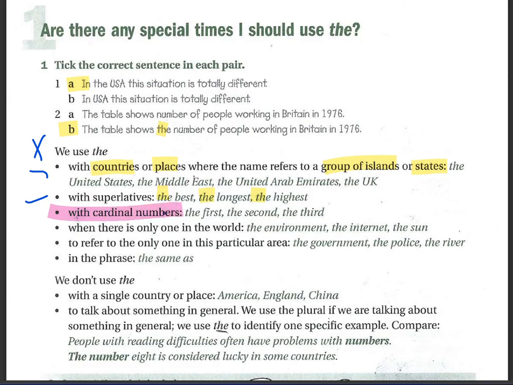The next one, look at here. We use the with cardinal numbers. The first, the second, the third. So when it comes to cardinal numbers, make sure you use the article the.